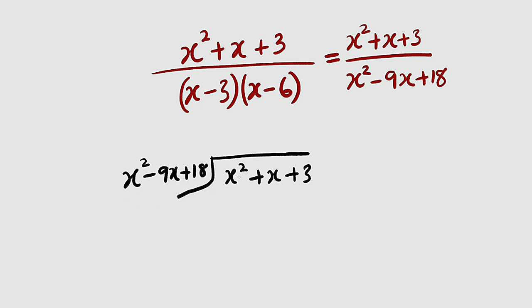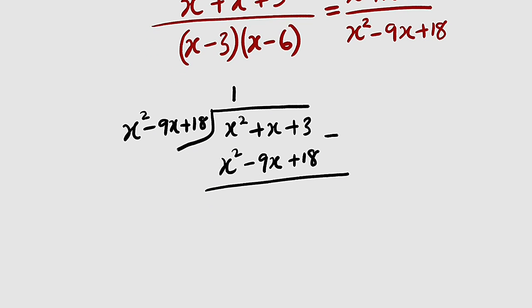X squared can go into x squared one time. So you bring the 1 to the top. Then you multiply 1 by all of this function outside. 1 times x squared is x squared. 1 times negative 9x. 1 times 18 is 18. Then you subtract. From the left hand side, you have x squared minus x squared is 0. Then x minus negative 9x is 10x. Then 3 minus 18 is negative 15.